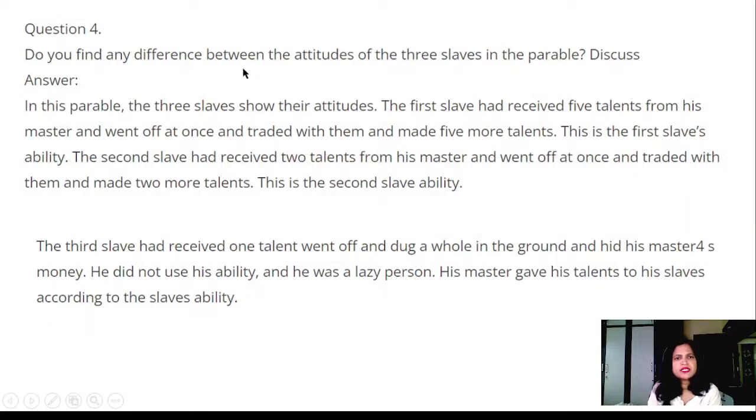Question number 4. Do you find any difference between the attitudes of the 3 slaves in the parable? Discuss. Answer. In this parable, the 3 slaves showed different attitudes. The first slave had received 5 talents from his master and went off at once and traded with them and made 5 more talents. This is the first slave's ability. The second slave had received 2 talents from his master, went off at once and traded with them and made 2 more talents. This is the second slave's ability. The third slave had received 1 talent, went off and dug a hole in the ground and hid his master's money. He did not use his ability and he was a lazy person. His master gave his talents to his slaves according to each slave's ability.